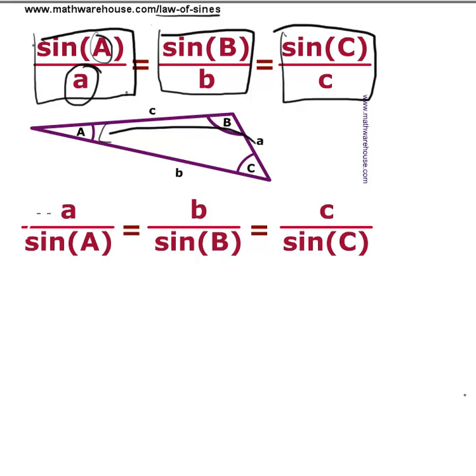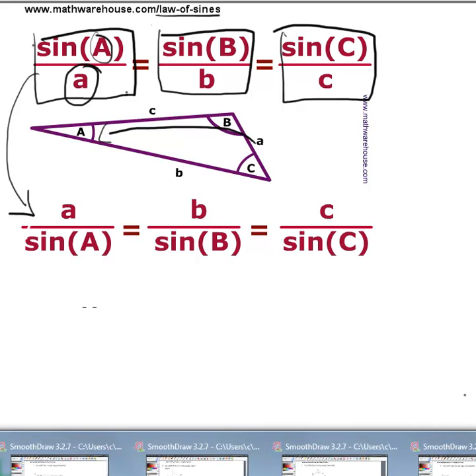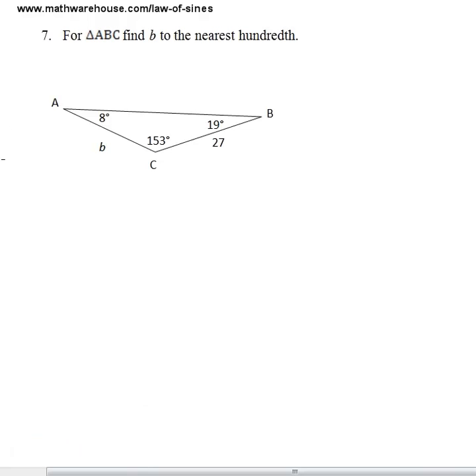Since these are proportions, you can always cross multiply and rearrange them so that the formula looks like the bottom here. So you can either put the side length or the sine of A on the top. It doesn't matter. You can use the top or the bottom, whatever's more convenient for solving the problem you're trying to do. So let's actually try to do a law of sines problem. Let's first work on solving problems using this formula, and then we'll end the tutorial by looking at when you should actually use the law of sines.